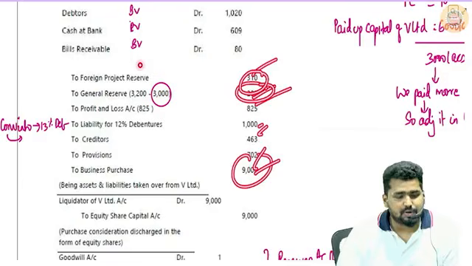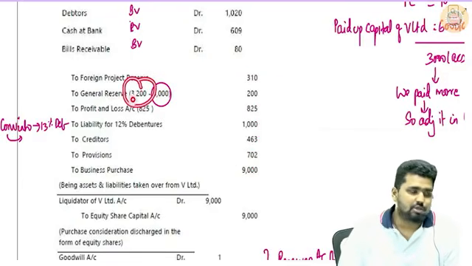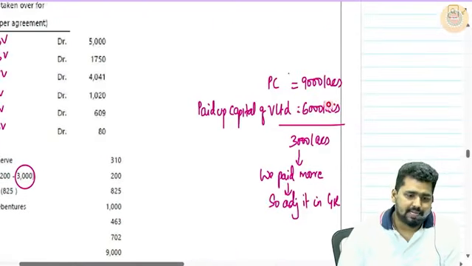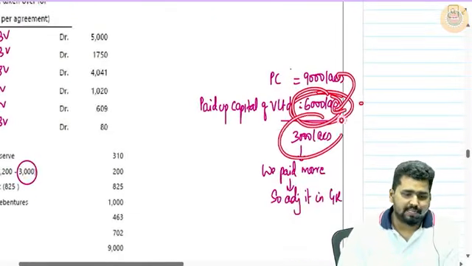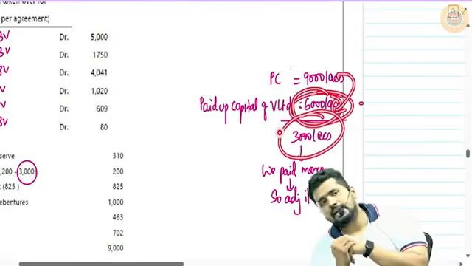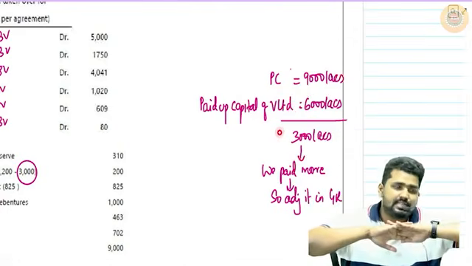Or logically, how to understand? Actually, the reserve balance is 3,200. Correct? Now let me see. What is the selling company's paid-up capital? 6,000. But how much are we paying? 9,000. We are paying more. How much more? 3,000 lakhs. I told you, now merger is seen as a non-event.